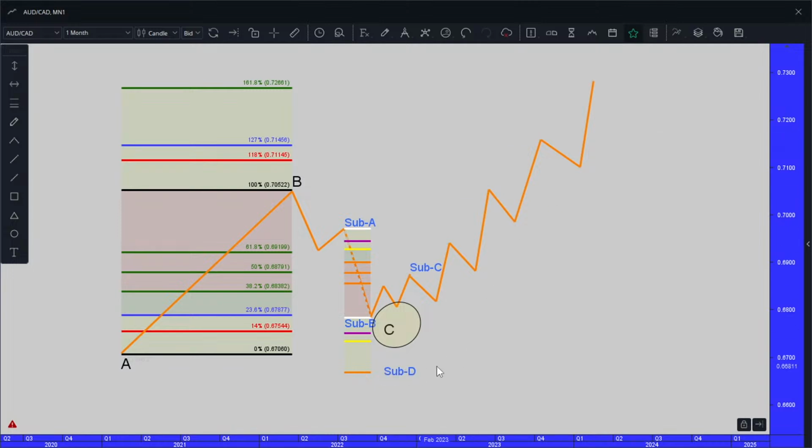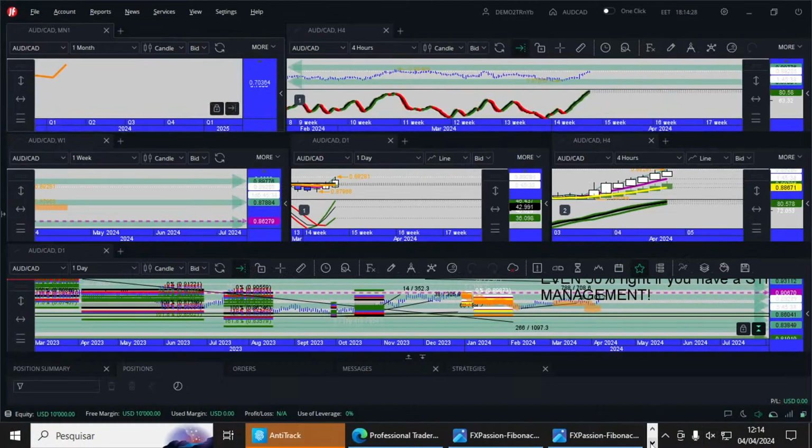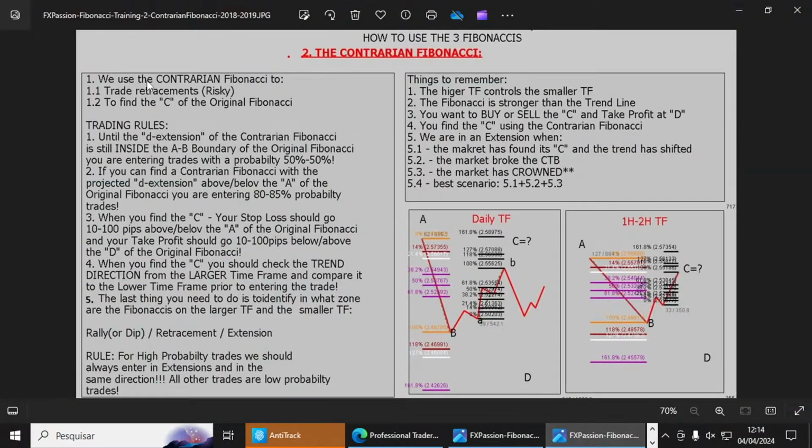Anyway, everybody, the picture, F11 again. The contrarian Fibonacci, we use the contrarian Fibonacci to trade retracements, we talked about this yesterday, and to find the C of the original Fibonacci. Captain Surer says I would trade the original one. Trading rules for the contrarian: until the sub D extension of the contrarian Fibonacci is still inside the AB boundary of the original Fibonacci, you are entering trades with a probability 50-50.